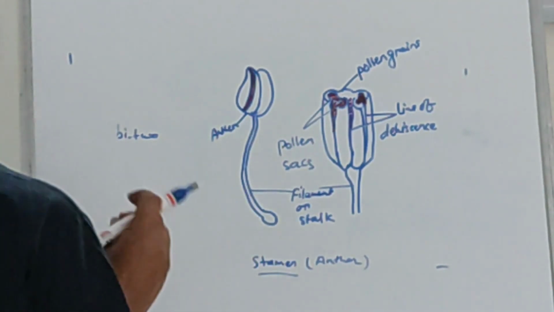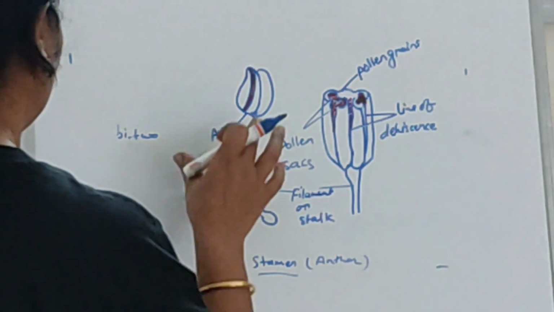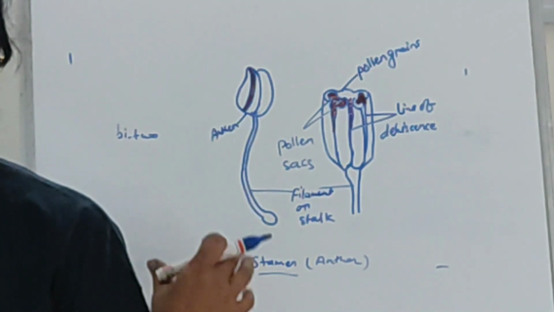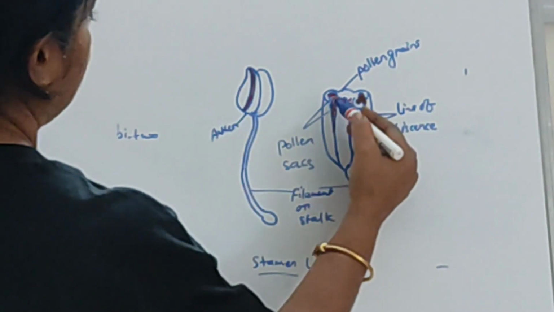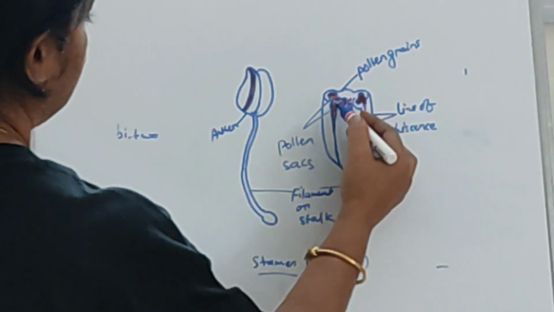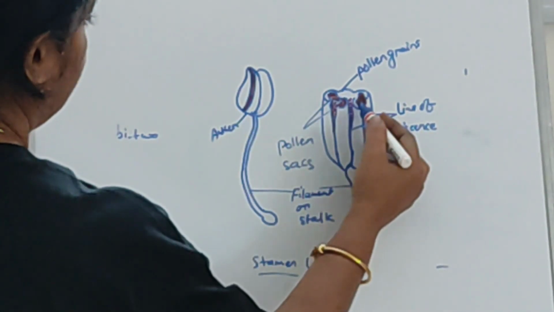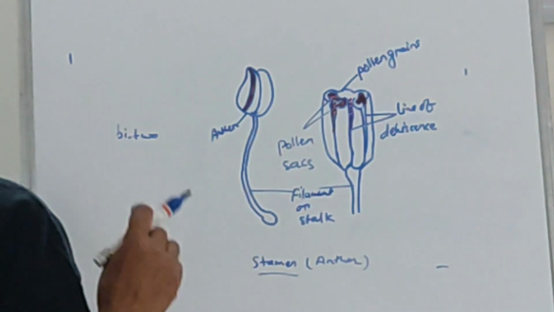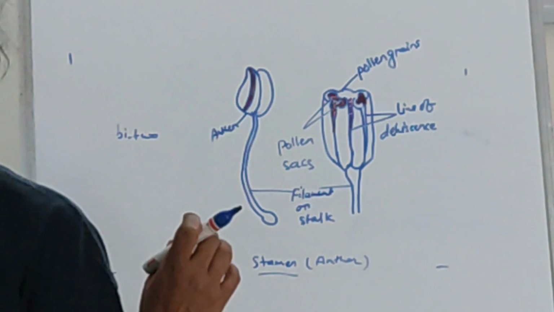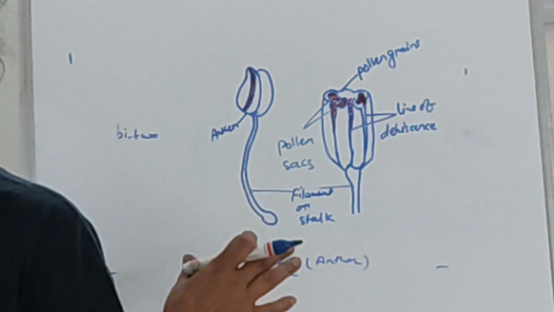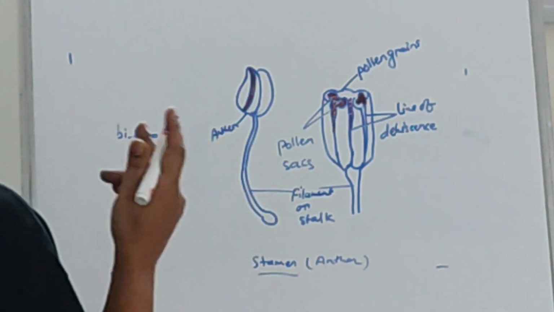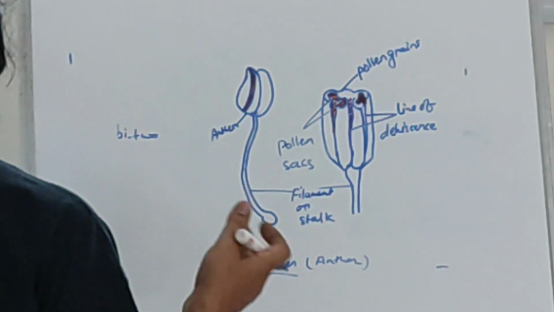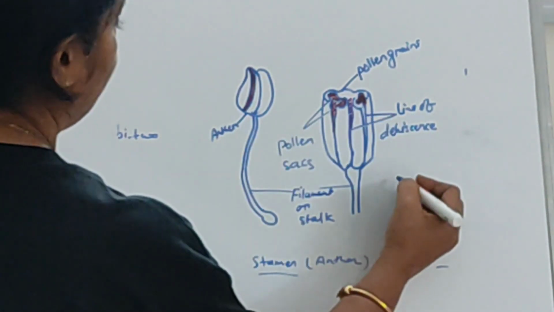Now, what is a typical angiosperm anther? It's always bilobed, with each lobe having two theca. Now see here, it has two theca. This is one theca and this one is the second theca. So a typical angiosperm anther is bilobed, having two lobes and two theca each. So they are called what?